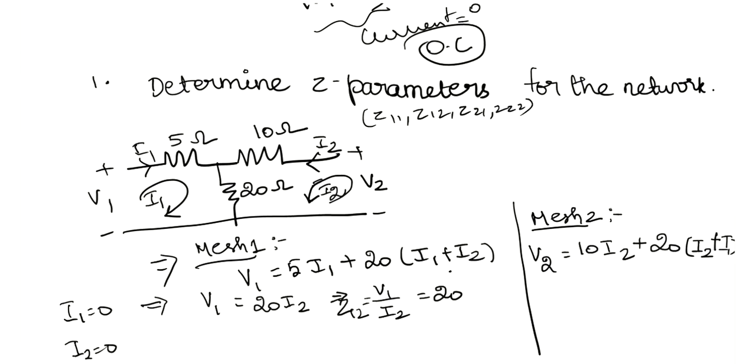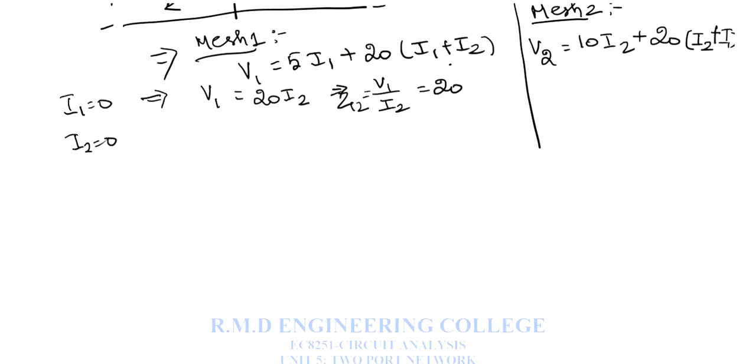Can you write the equation? I2 equal to 0. See, in this equation put I2 equal to 0. V1 will be equal to 5 I1 as it is, and here it is 20, but I2 is 0. So finally you get 25 I1. So we get Z with the suffix, V1 by I1, and the answer is 25. So the name is Z11.